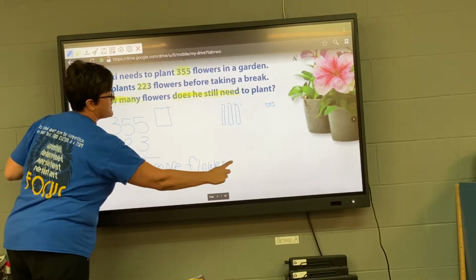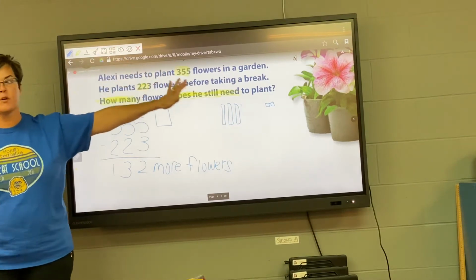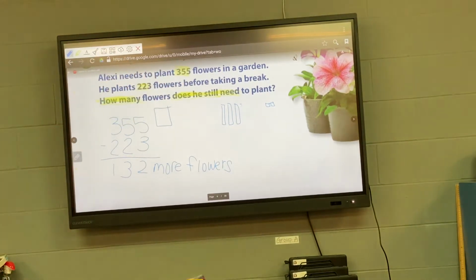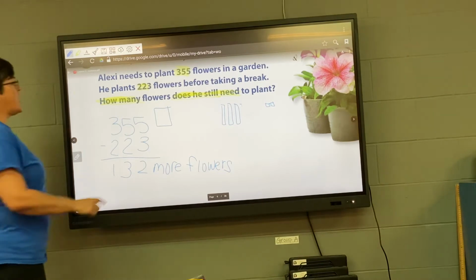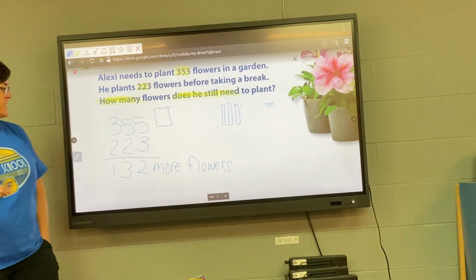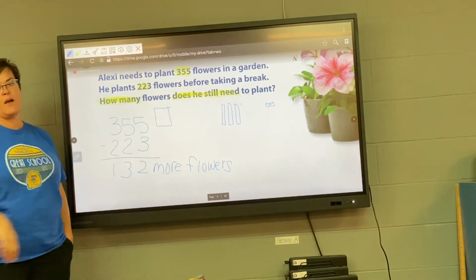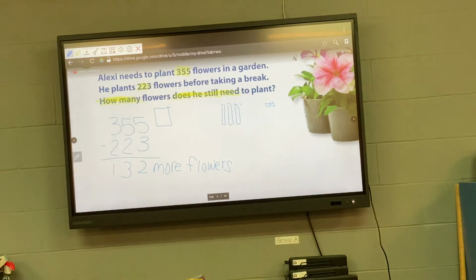Is it important to label your answer? Yes, when you're talking about word problems, you have to label the answer, and he's talking about planting flowers. So how many flowers does he still need to plant? 132 more flowers. I bet some people are coming over to his house. Hopefully he has help, and she's not doing it by herself.